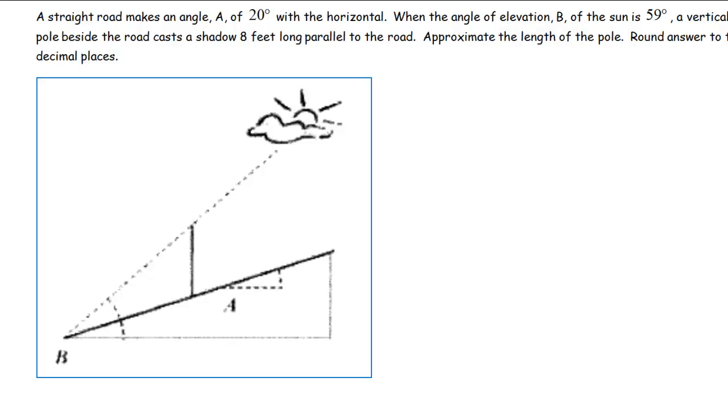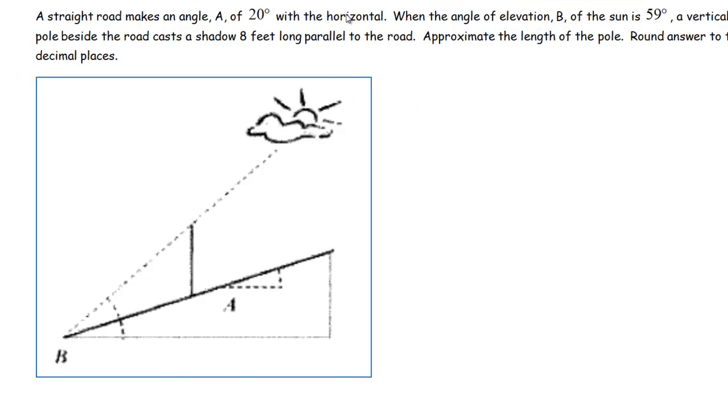So here we go. It says a straight road makes an angle A of 20 degrees with the horizontal. Just a little note, horizontal means this, like this way. That's the horizontal. When the angle of elevation B of the sun is 59 degrees, a vertical pole beside the road casts a shadow of 8 feet long along the parallel of the road. Approximate the length of the pole, round the answer to the nearest 2 decimal places.